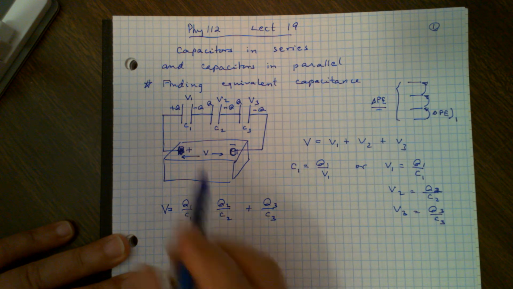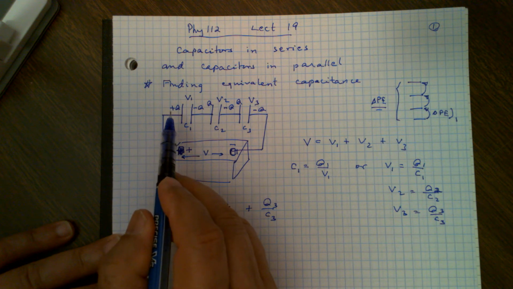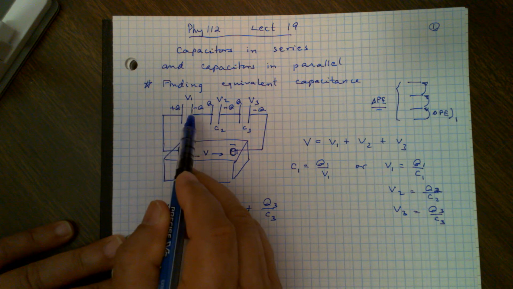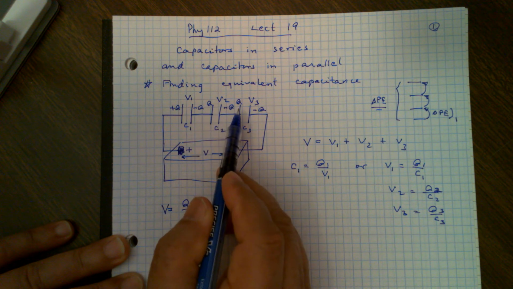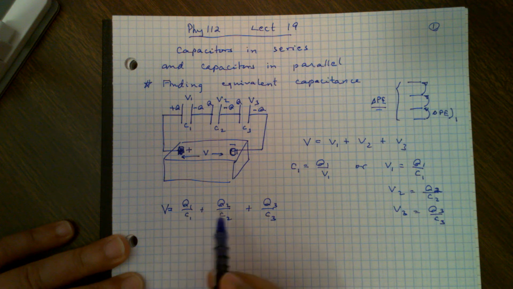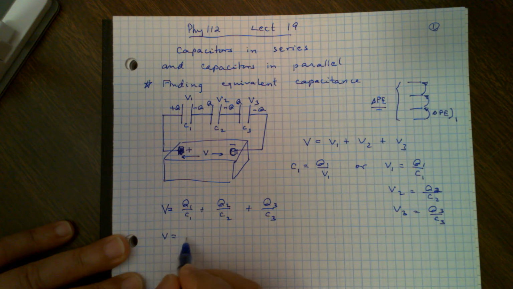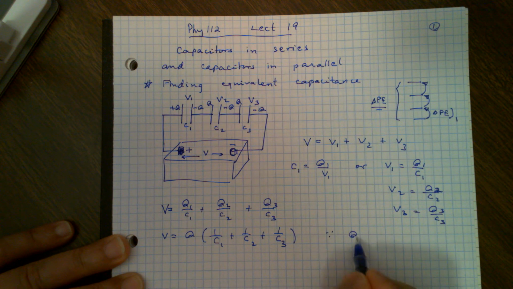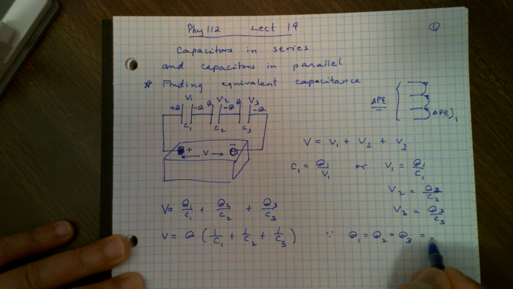But if you notice, because these are parallel plates, this one and this one, they have the same amount of charge, positive Q, negative Q, positive Q, negative Q, positive Q, negative Q. So this Q1, Q2, and Q3, they are all the same. So V is equal to Q times 1 by C1 plus 1 by C2 plus 1 by C3, because Q1 is equal to Q2 is equal to Q3 is equal to Q.